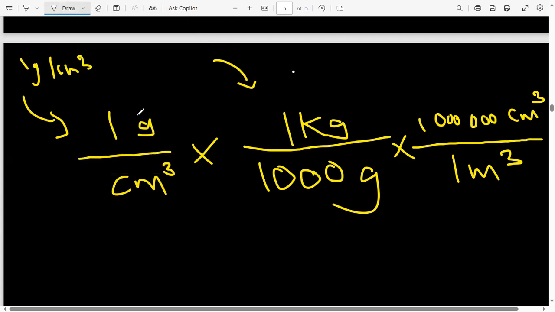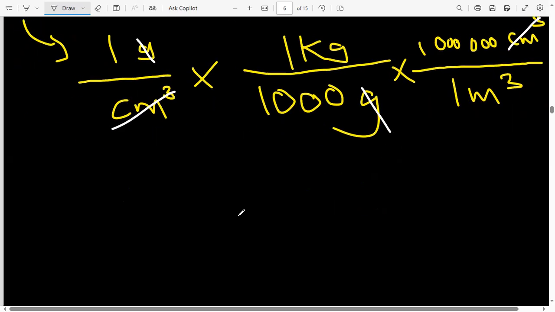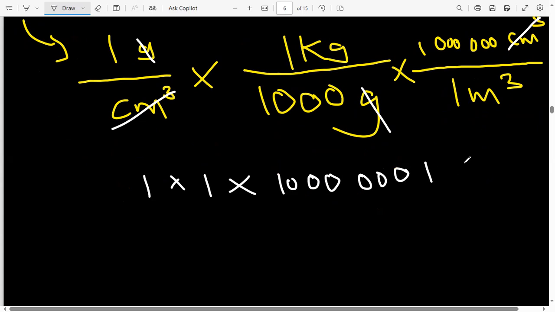From here, we can see that this gram and this gram are going to cancel. This cubic centimeter and this cubic centimeter are going to cancel. So what are we going to remain with? We are going to remain with 1 multiplied by 1 kg multiplied by 1 million. So I'll write 1 multiplied by 1 multiplied by 1 million, then I'll put the kg at the end.